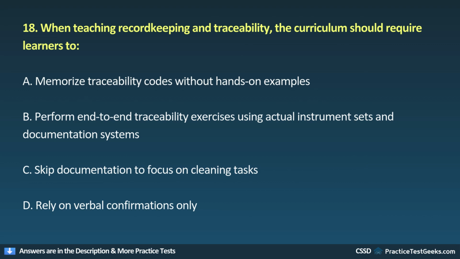18. When teaching record-keeping and traceability, the curriculum should require learners to A. Memorize traceability codes without hands-on examples. B. Perform end-to-end traceability exercises using actual instrument sets and documentation systems. C. Skip documentation to focus on cleaning tasks. D. Rely on verbal confirmations only.